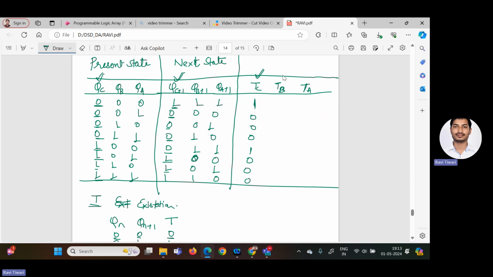Understand? Similarly, to find out the value of TB, you have to compare QB and QB plus 1. 0, 1. So it's different.